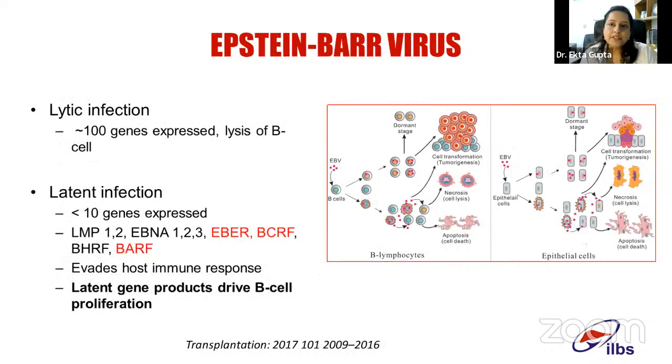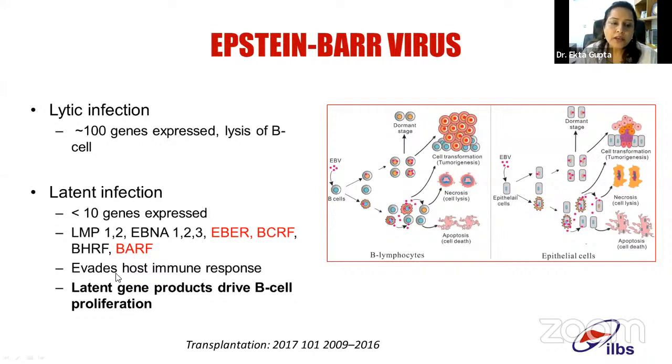Now, once the Epstein-Barr virus infection occurs through your oropharyngeal tract, there are two types of infection. The virus can go into a lytic infection or latent infection. In B cells and epithelial cells, in the lytic infection, a lot of genes are expressed and there is active replication. So usually you will have an infectious mononucleosis-like syndrome and the virus clears out. But once it resides, it becomes latent. Very few genes are expressed, and they become dominant.